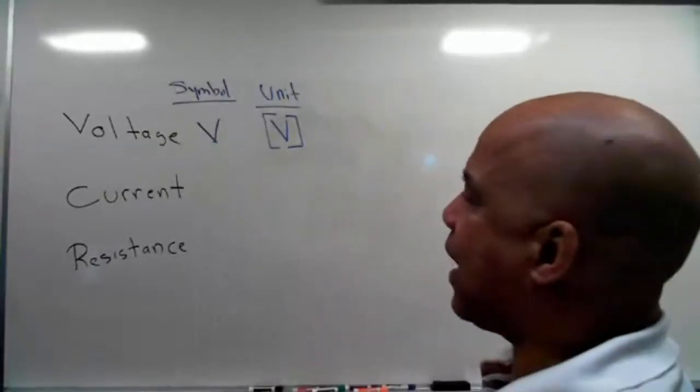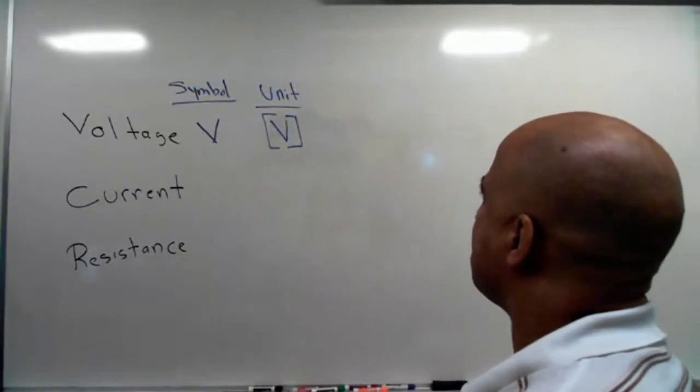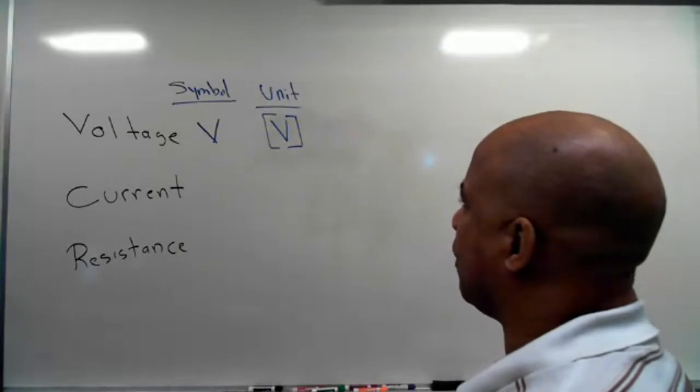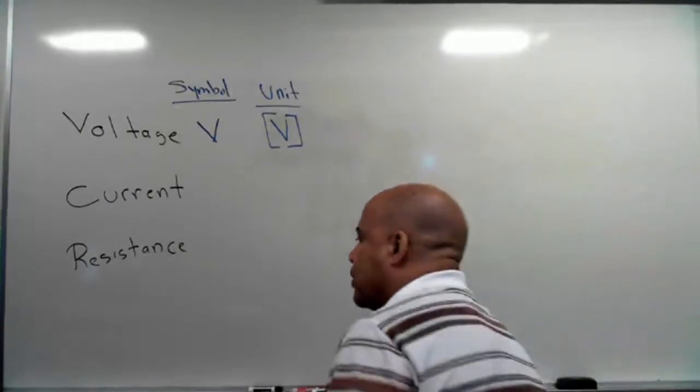How would you define or describe current? What is current? The flow of electrons. Current is charge in motion. Current is charge in motion. And I heard somebody say current is the flow of electrons. So that's exactly right. So current is charge in motion.